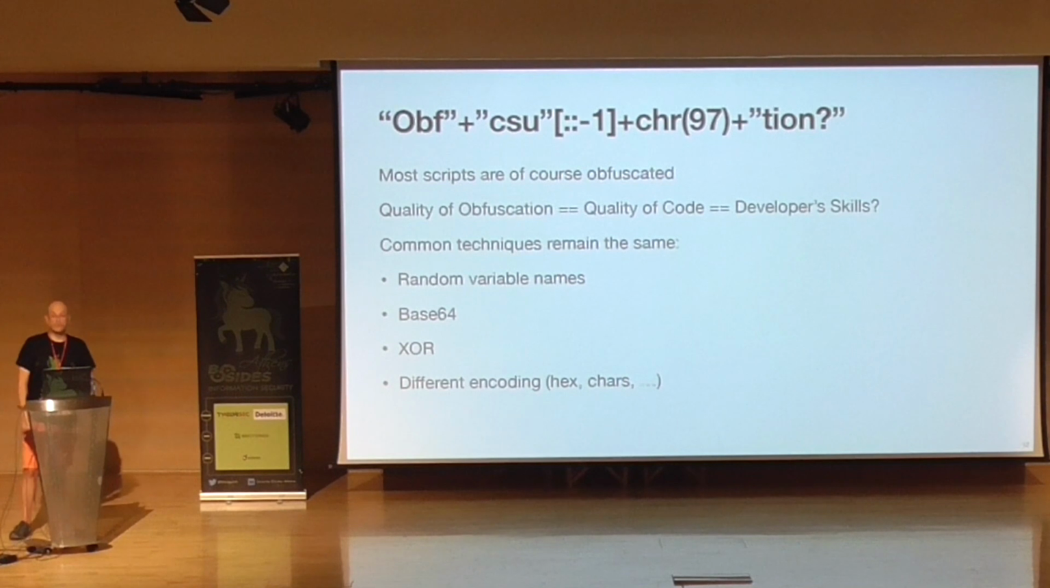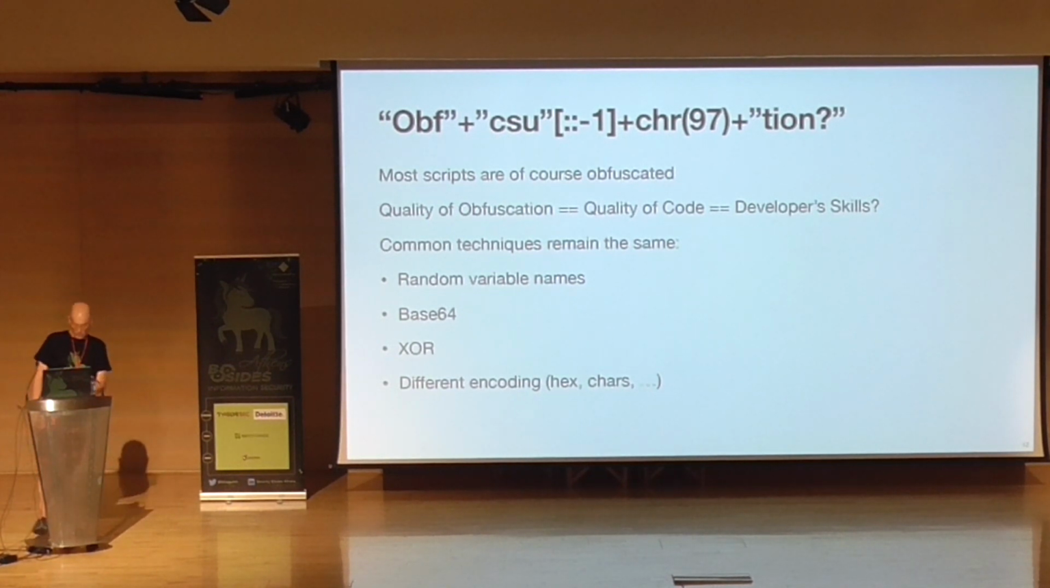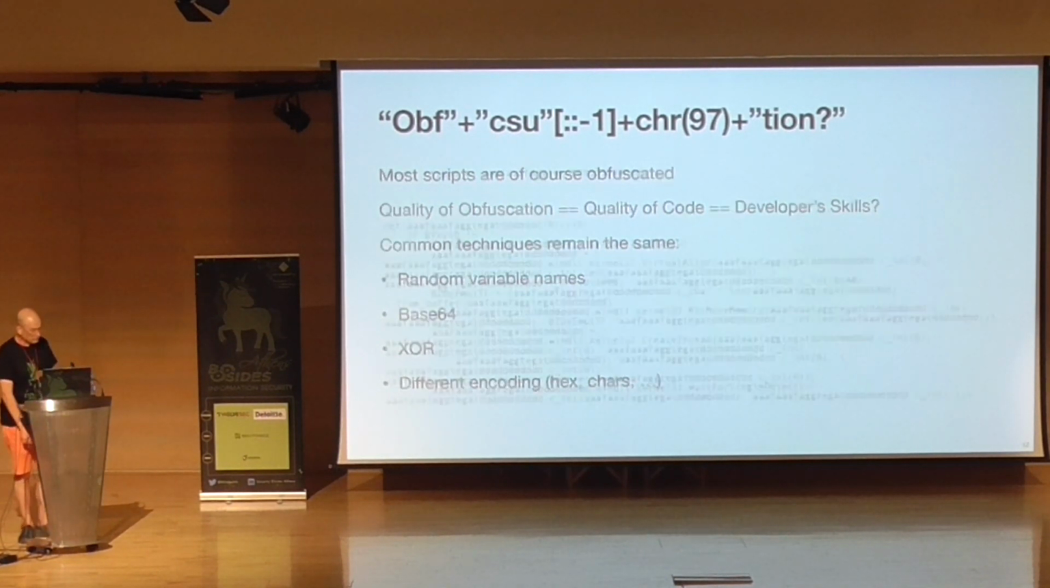Pay attention that most of the time, obfuscation is not performed manually. There are tools and frameworks to obfuscate a script. So the malware developer just writes a normal script, and then passes it to a tool which will obfuscate everything. What types of obfuscation techniques do we have? Very basic, always the same. Random and unpronounceable variable names and function names, base64 encoding, XOR, but also different types of encoding, hex, and so on and so on. ROT13 is also pretty common.